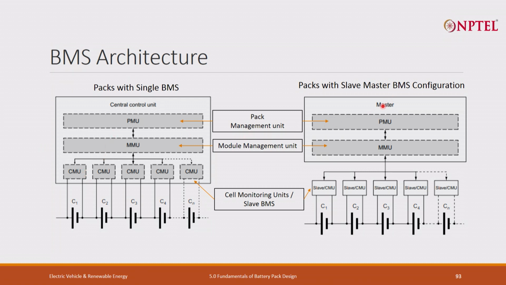However, in a master and slave BMS configuration or architecture, generally this cell monitoring unit would be independent and will be communicating with the module management unit, and that could be multiple MMUs again, and that would be communicating with the pack management unit. So basically these two types of configuration are being used.